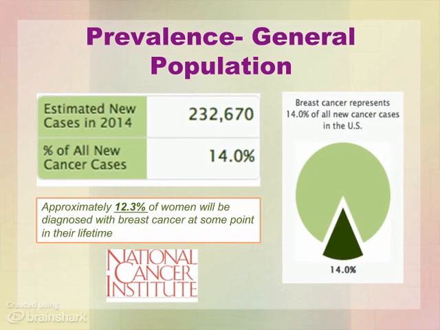We're going to take a look at the prevalence of breast cancer among the general population, and the National Cancer Institute predicts that in 2014 there will be over 230,000 new cases. Breast cancer represents 14% of all new cancer cases in the United States alone, and approximately 12.3% of women will be diagnosed with breast cancer at some point in their lifetime.